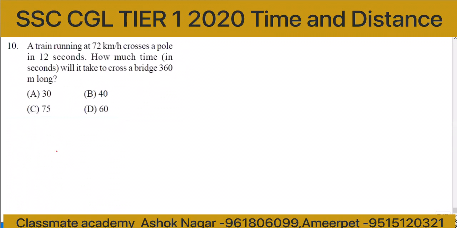A train running at 72 kilometers per hour crosses a pole in 12 seconds. How much time will it take to cross a bridge of 360 meters long? Tell me, 72 kilometers per hour means 20 meters per second. So what is the length of the train? 20 meters per second into 12 seconds, which means a 240 meter long train. In 12 seconds it covers 240, so what is 360?